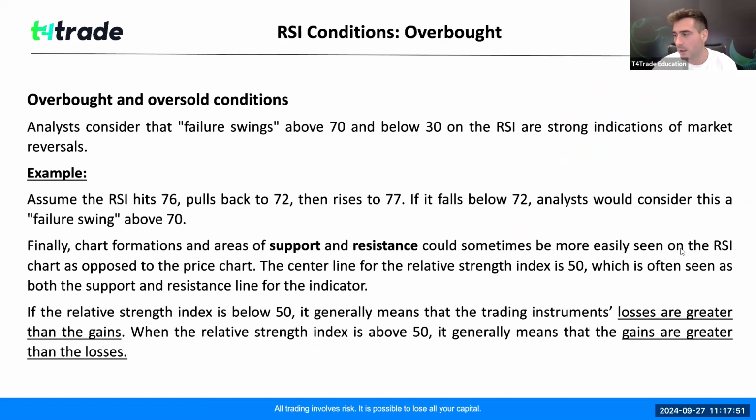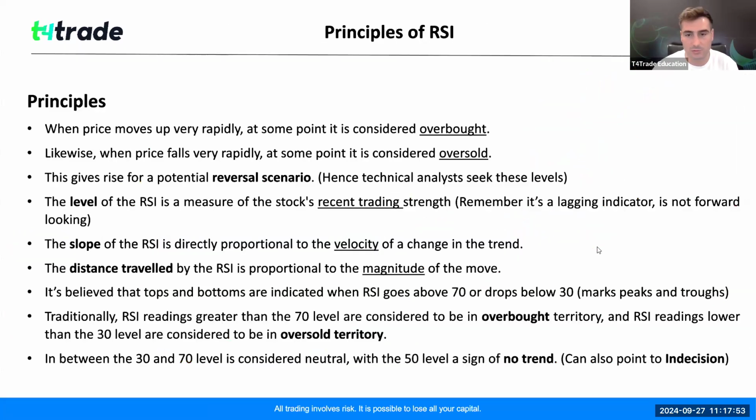Principles of RSI, and okay, we have to close this session, guys. Sorry for taking too long. But principles are when price moves up very rapidly at some point in time, it's going to be considered to be overbought, which we do care about. Likewise, when the price falls very rapidly at some point, it is considered oversold. So we're talking about conditions above 70 and conditions below 30. Okay, so it gives rise to potential reversal scenarios. Again, reversion towards the mean, that kind of concept we just talked about.